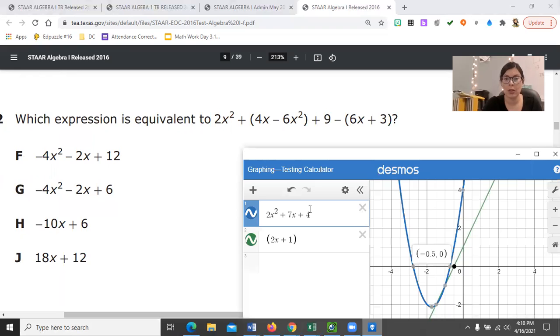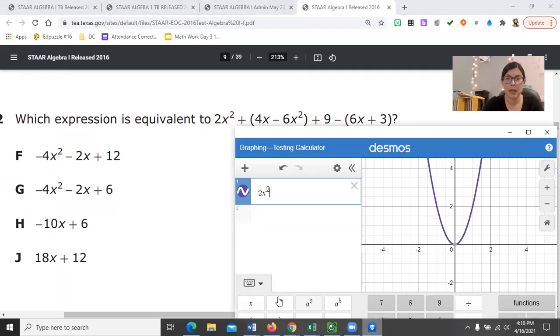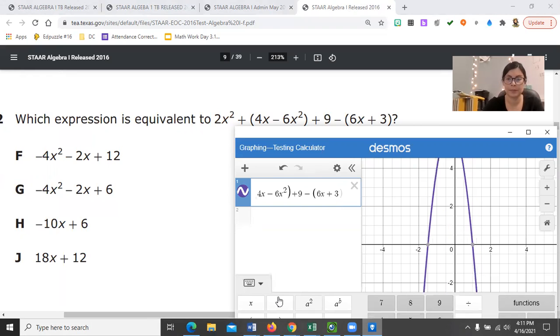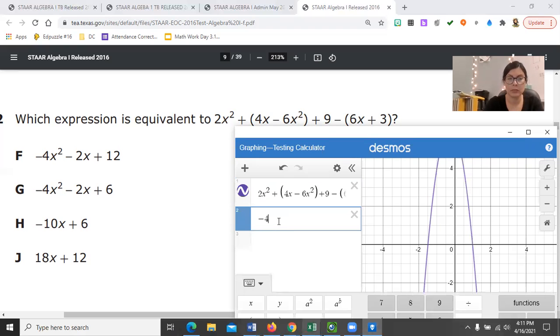So close out here, 2x squared plus parentheses 4x minus 6x squared plus 9 minus parentheses 6x plus 3. Okay, so that's what it is. Let's type in the first one and see, are they the same graph? Now, you should be working this out on paper, but this is a way to check your work.